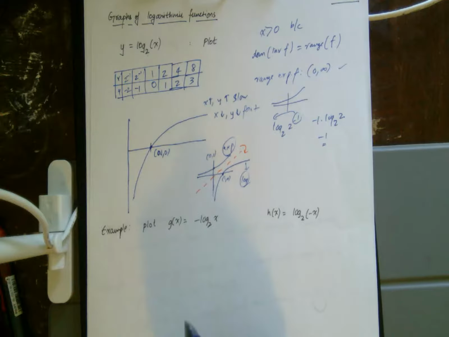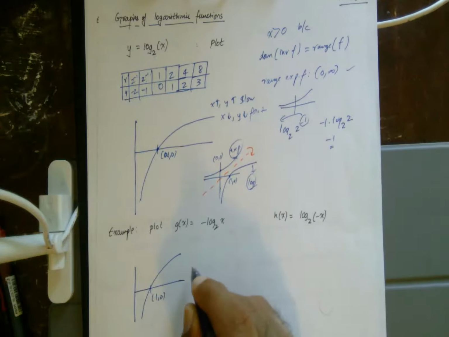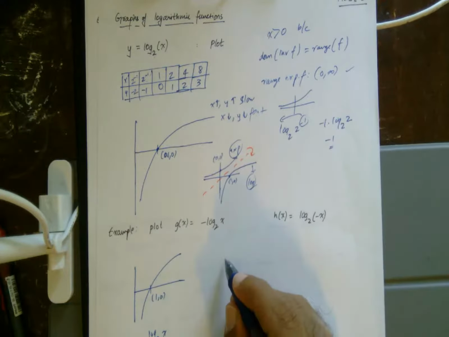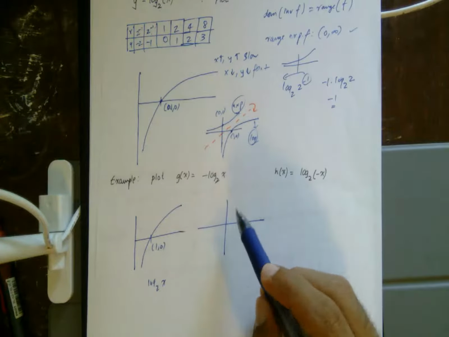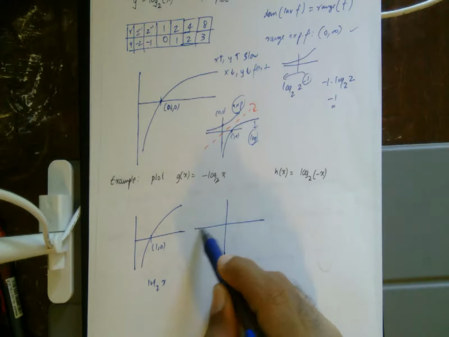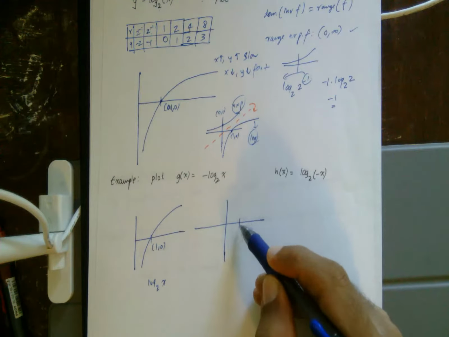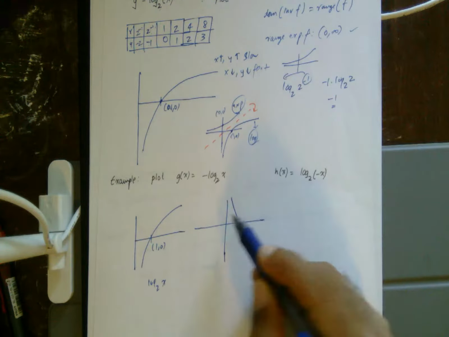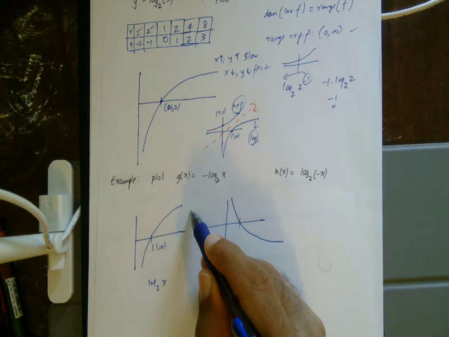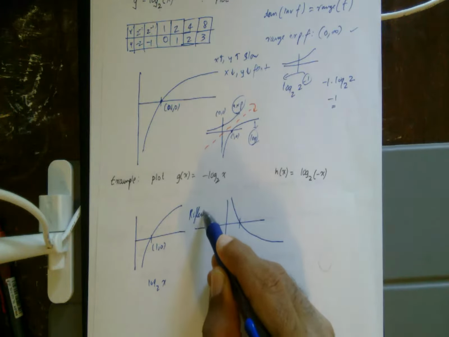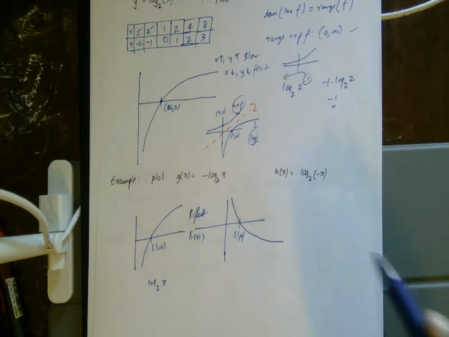Okay, negative log base 2 of x. So once you have log base 2 of x, which passes through (1, 0), then you use a transformation. Now you're making all of this negative. If you're making all of this negative, that means your output, if it was negative before, now it's positive. And if it was positive before, now it's negative. Basically, what's that? Reflection about the x-axis. So this point doesn't change, but the behavior just changes.